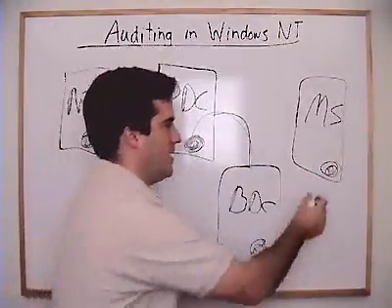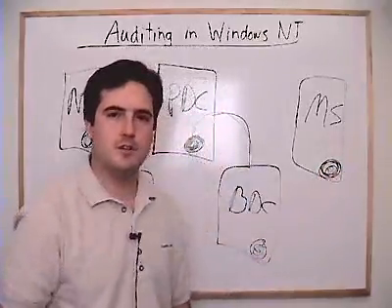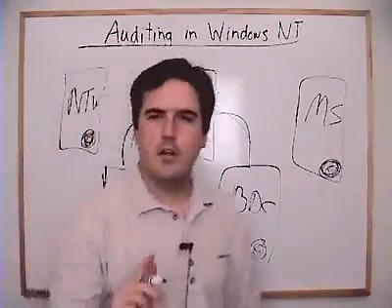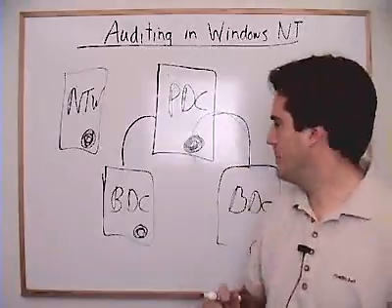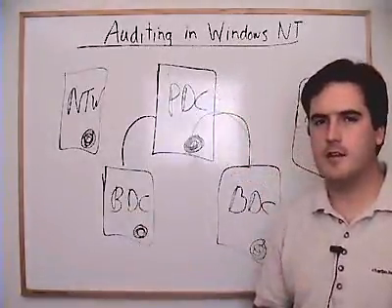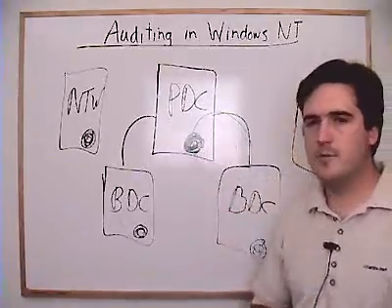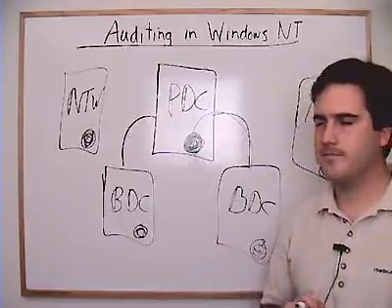So with the member server and the NT workstation having their own directory services database, what we have to realize is that auditing is set at each individual member server, at each individual NT workstation. So let me ask a question. If I wanted to audit a resource, and the resource exists here, where do I set the auditing? The answer is using user manager for domains on the primary domain controller directory services database.